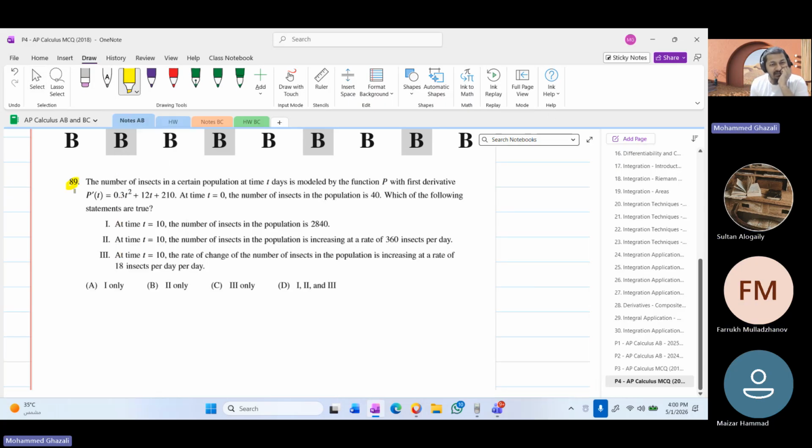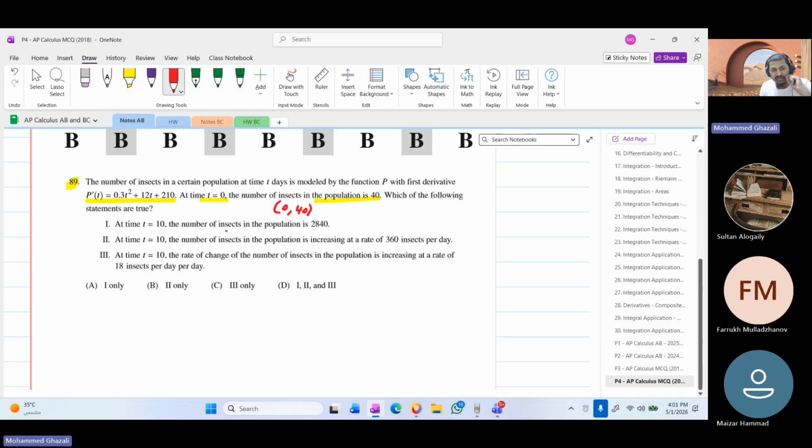All right, so last one, 89. Let's do the last two questions and then we can talk. The number of insects in a certain population at time t days is modeled by the function P with the first derivative. At time t equals 0, the number of insects in the population is 40. So they're giving us a point, 0 and 40, which we can substitute into the equation. Which of the following statements are true?